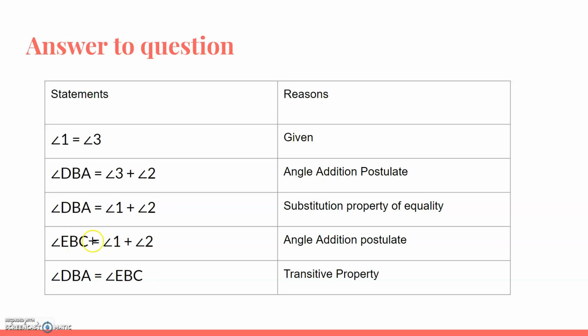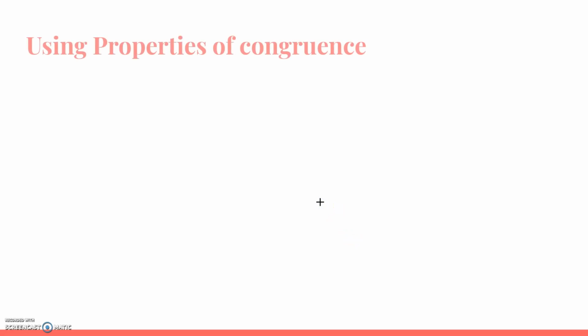Next, angle EBC, as we saw, was equal to angle 1 plus angle 2. That's the angle addition postulate. And as you can see, they're both equal to the same thing. Angle DBA and angle EBC are both equal to the same thing, which tells us that angle DBA is equal to angle EBC through the transitive property. So that was an example of writing a two-column proof. Now we're going to learn some properties of congruence. You're going to use these in future lessons to write proofs also.